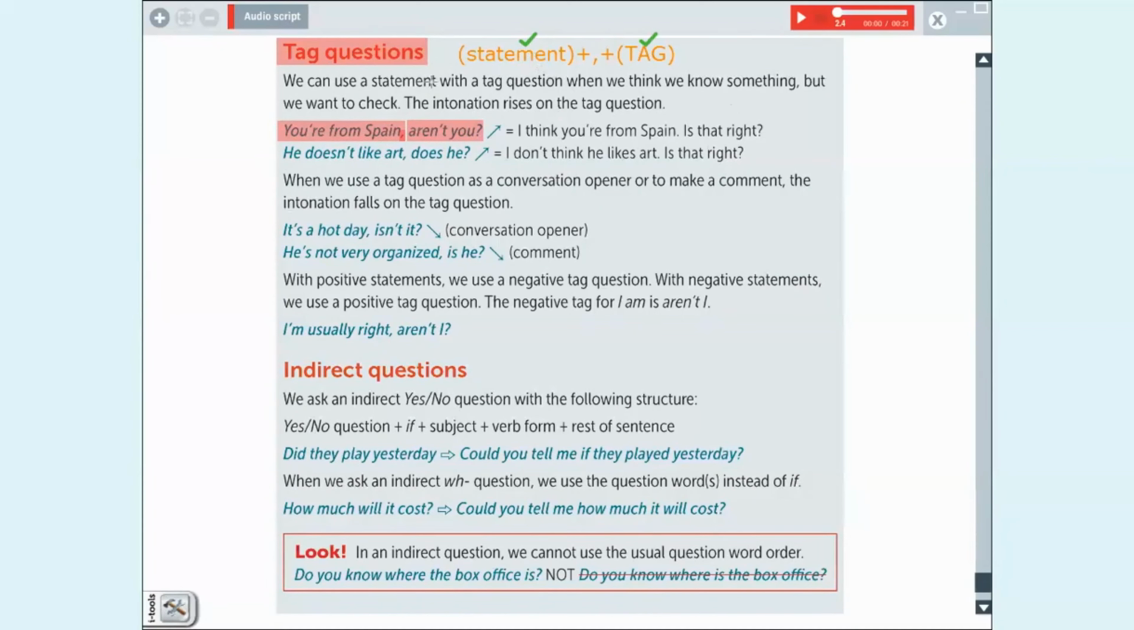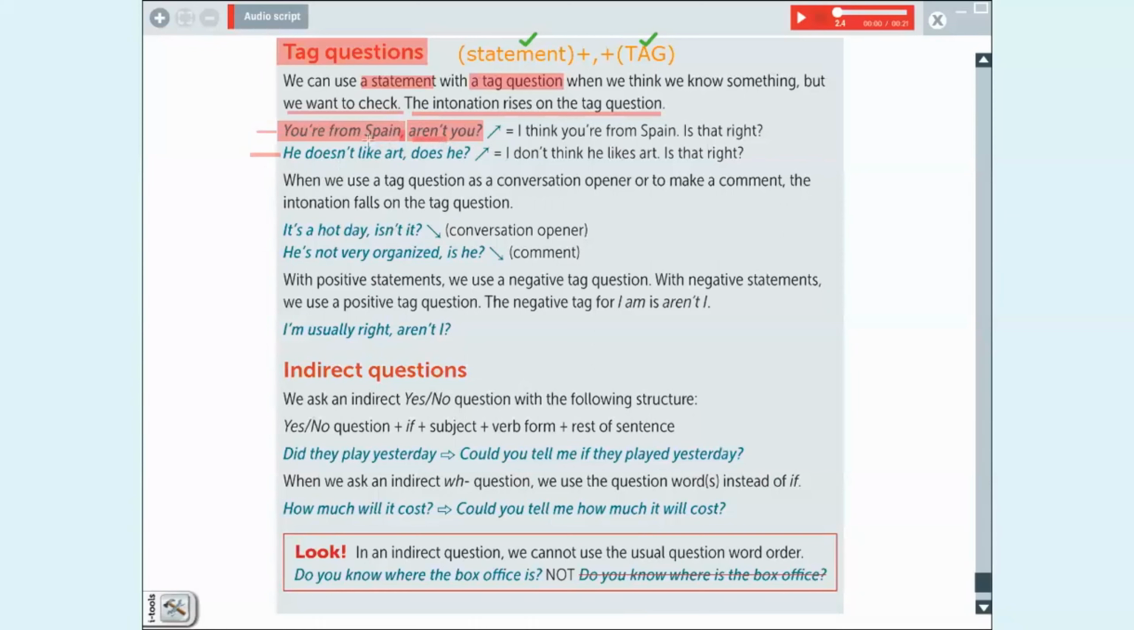We can use a statement with a tag question when we think that we know something, but we want to check. Basically the same thing that we did in the previous type of questions. What you need to do now is to change the intonation. The intonation rises on the tag question. Help me with these two examples. You're from Spain, aren't you? He doesn't like art, does he?